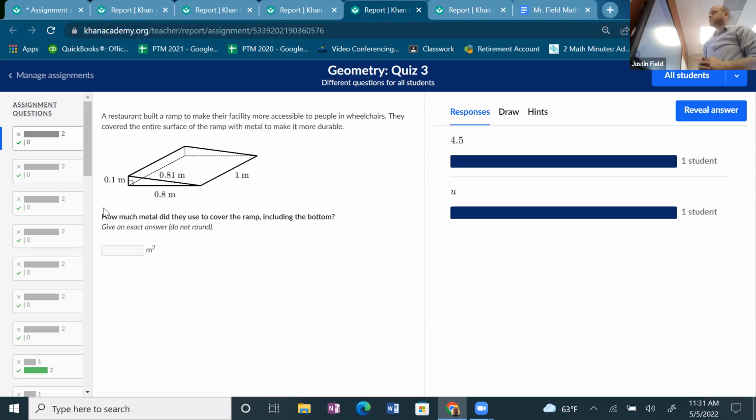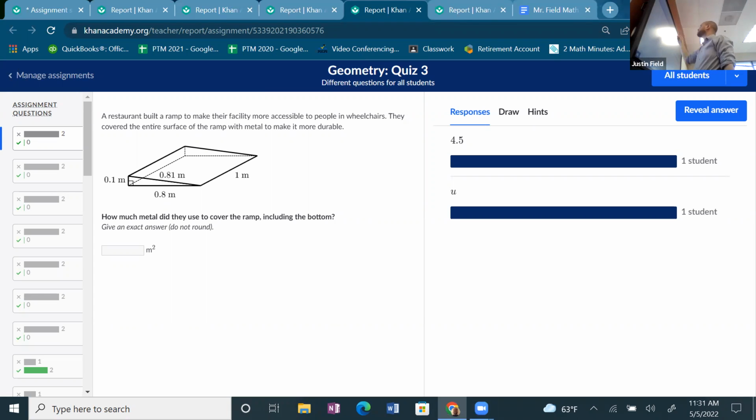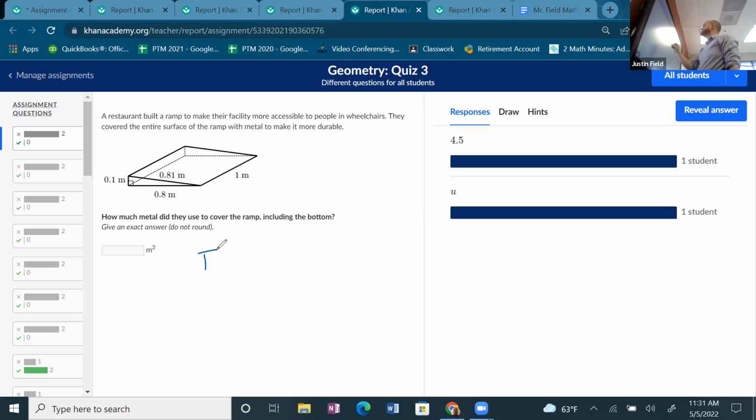All right, so let me do this one with my little analysis. My top. What's the top? It's a rectangle. It's 0.8 times 1. What's the bottom? Say 0.8 times 1. See that bottom there? And then what about this backside here? Is 0.1. And what is this dimension? Looks like it's a 1 just like that.